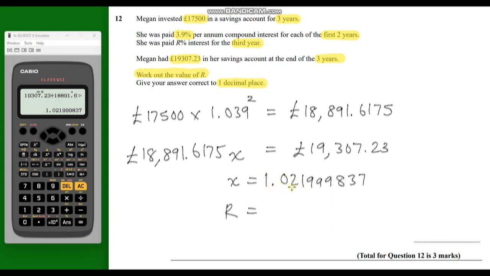If our multiplier is 1.02, well, we're just going to take away 1 and move the decimal point over here. So it's going to be 2.1999837. And that is as a percent. But remember, we need to give the answer to 1 decimal place. That's going to be 2.2. We don't need to write percent because you can see next to the percentage symbol is R. So we only need the value for R.